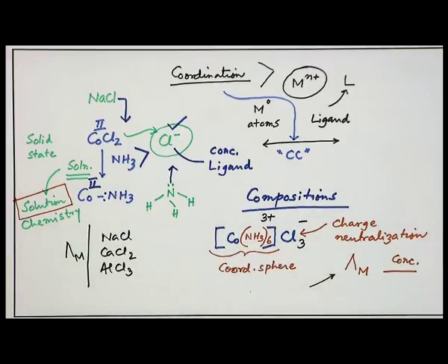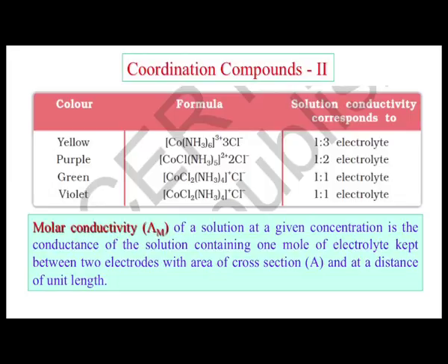So, we get this example from this particular table. We have the yellow compound, the purple compound, the green compound and the violet compound, but you see the number of chloride ions which are outside the coordination sphere are different. In the first case it is 3, in the second it is 2, and in the two other cases it is 1 and 1 only.